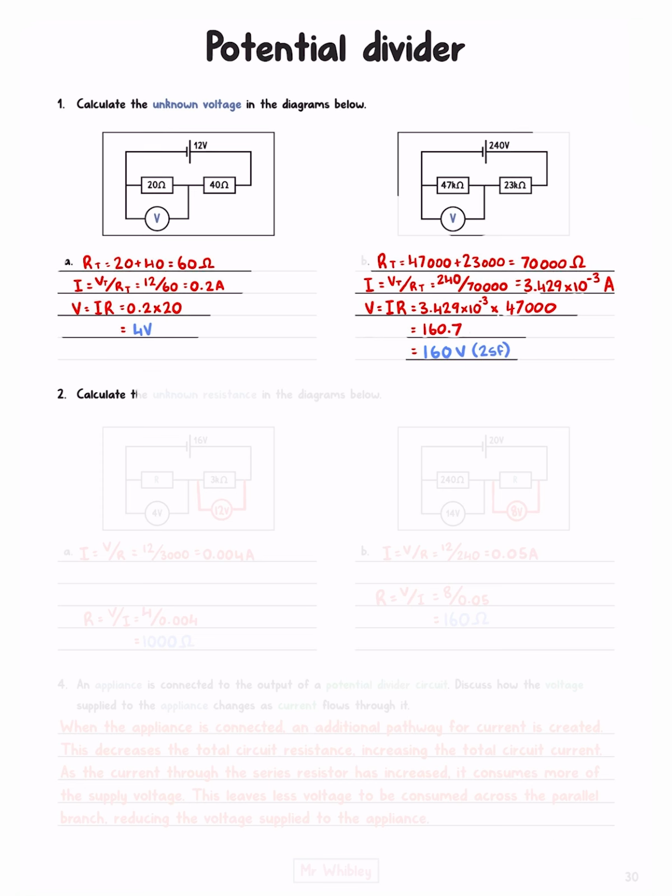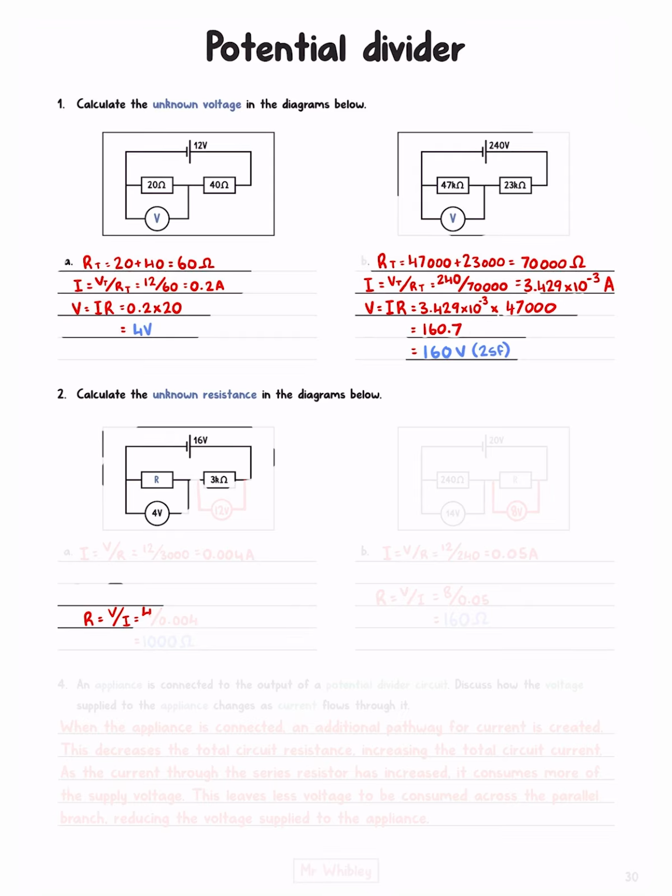Question 2. Calculate the unknown resistance in the diagrams below. We have a 16 volt source connected in series with our unknown resistance, over which there is a 4 volt drop, and a 3 kilo ohm resistor. To find our unknown resistance, we can use the fact that resistance is V over I, which is V equals IR rearranged. We know the voltage, but we don't know the circuit current. But because this is a series circuit, we can find the current at any point in this circuit, and it will be the same current that flows through our unknown resistance.